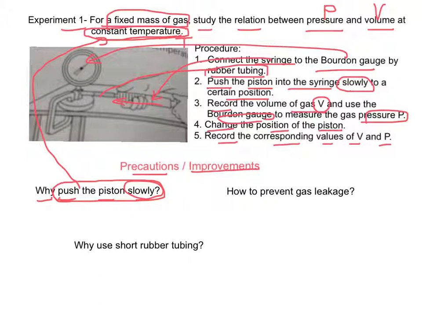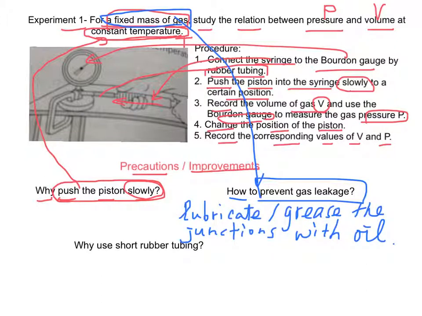In order to have a fixed mass of gas, we need to prevent gas leakage. How? This can be done by lubricating or greasing the junctions with oil. There are different places that have junctions. This one, and this one.